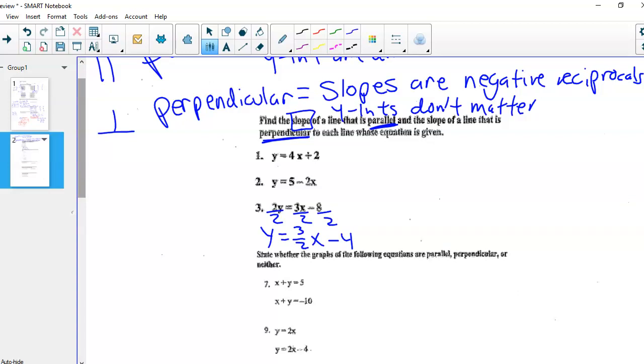So if we were looking for the slope that is parallel to this one, what would our slope be? It would still be 3/2. So I'm going to write this as, for parallel lines, our slope would be 3/2. What would our slope be if it was perpendicular? Negative, not 3/2, but 2/3.